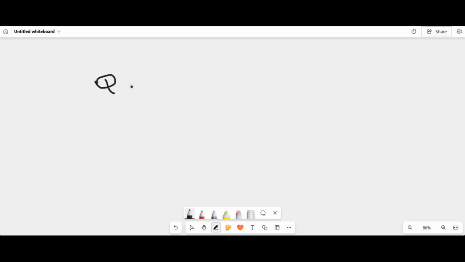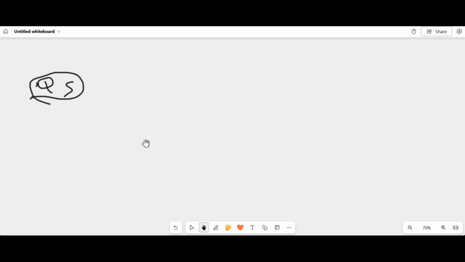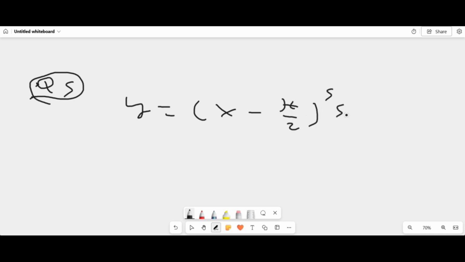Question 5. Save. So y is equal to what? y is equal to (x minus pi over 2) to the power 5 times sine 2x. The long question is the next one, question 6. No, it's this question.